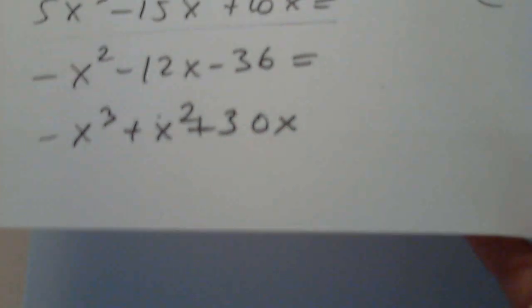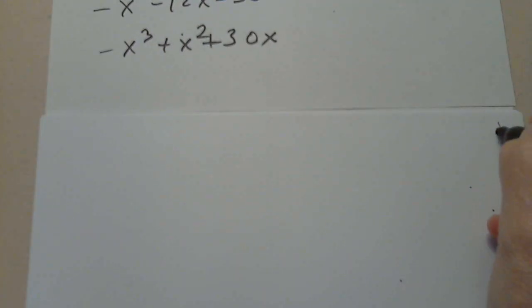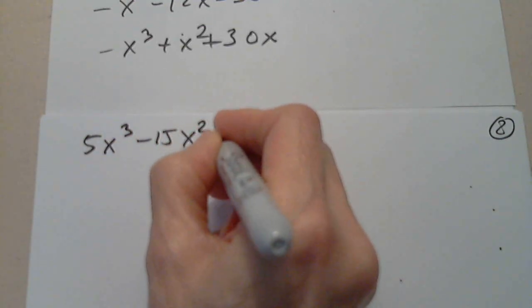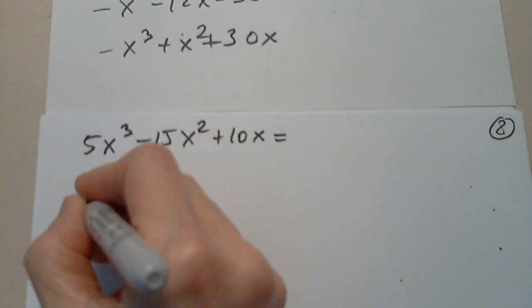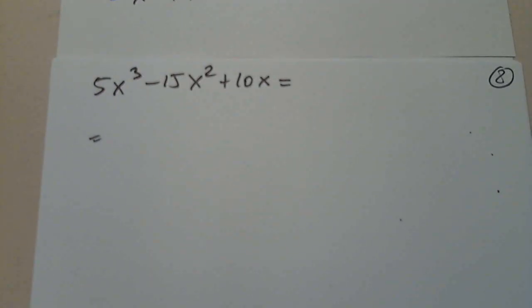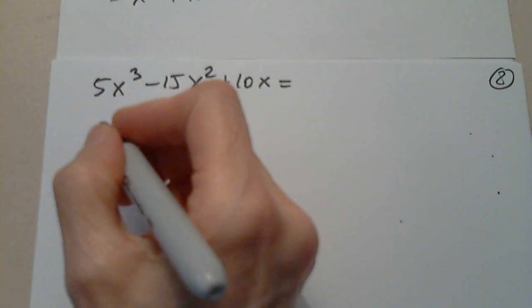5x cubed minus 15x squared plus 10x. 5x cubed minus 15x squared plus 10x. It's a trinomial, it's in descending order. Greatest common factor. Never ever skip the strategy. Never ever skip any step in the strategy. You're making your life more difficult if you do. 5x. Very good. So that's 5x.